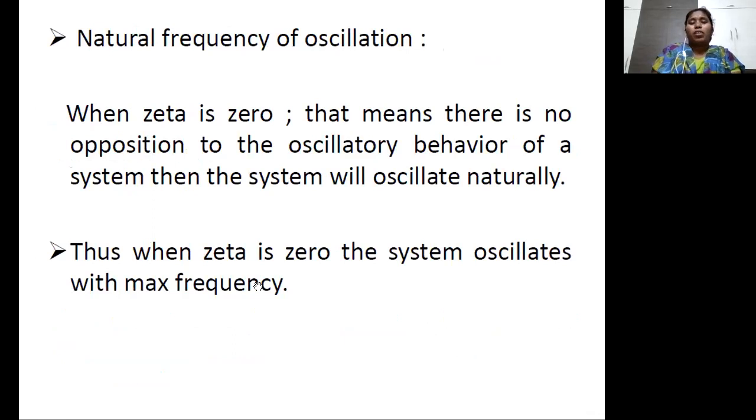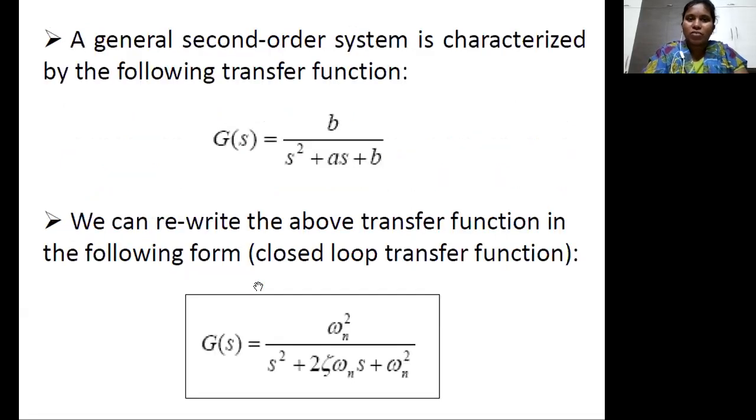Coming to the natural frequency of oscillations, when zeta becomes zero, that means there is no opposition to the oscillatory behavior of the system. Then that system is called a naturally oscillating system. Thus, when zeta is zero, the system oscillates with a maximum frequency. When zeta is not zero, the system does not oscillate with a maximum frequency.